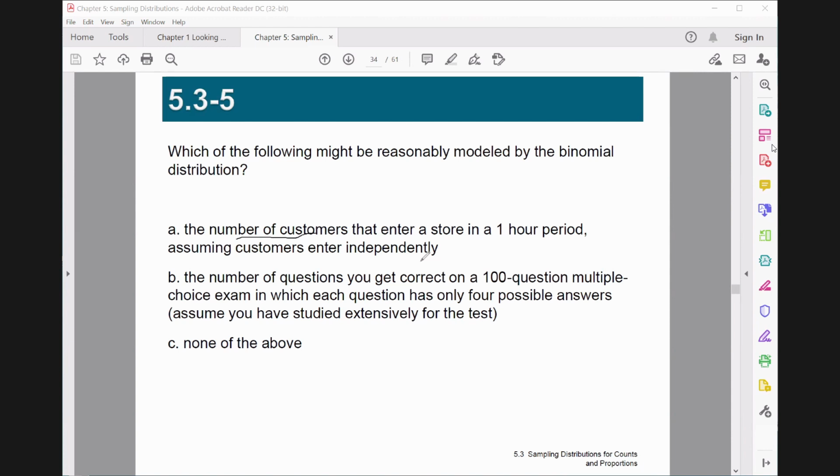Is there any trial here? There are no trials, there is no number. Then what about the second one? For the first one, it's not true because what is the number of trials? We don't have any idea. How many trials here in the second? 100 trials, 100 multiple choice questions.